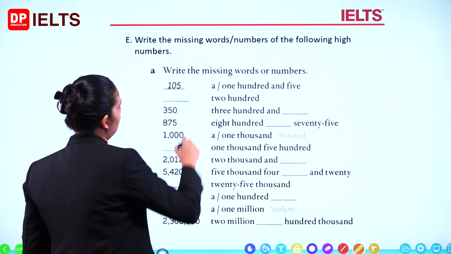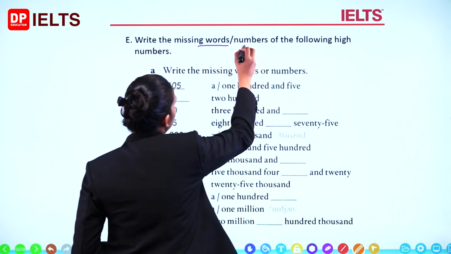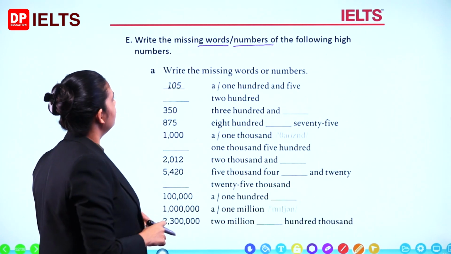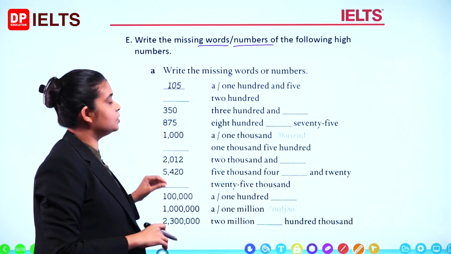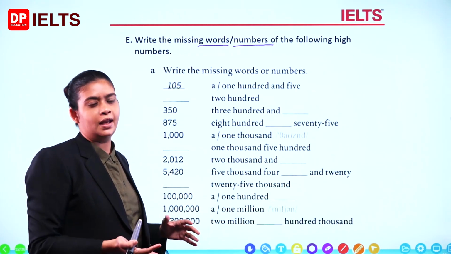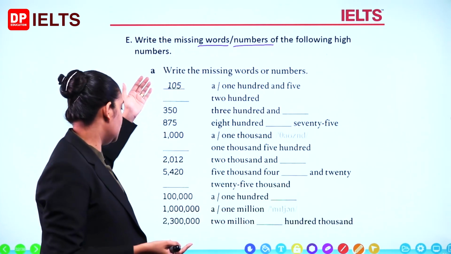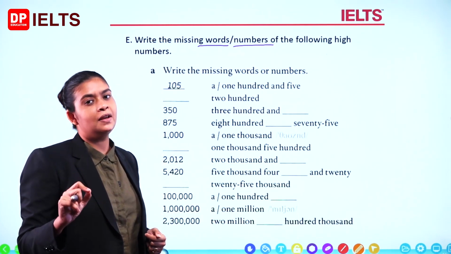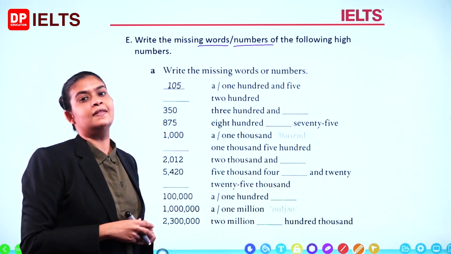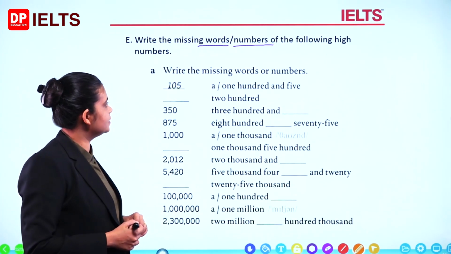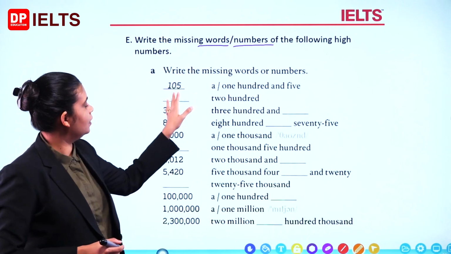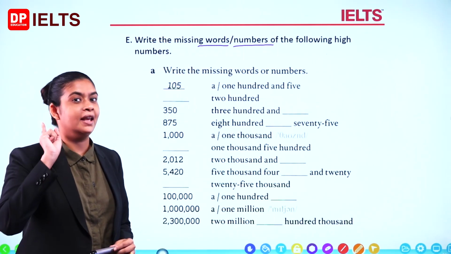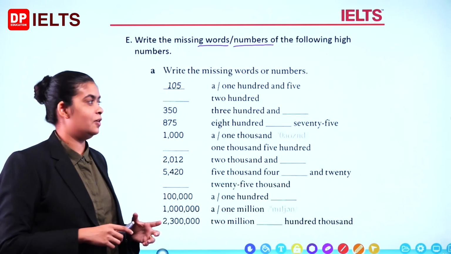Write the missing words, or you should write the missing numbers, right, of the following high numbers. High numbers means they are not just 1, 2, 3. They're more than that. Okay, we say big numbers. So can you write it on your own, please? After that, I will play the audio and then you can tick the answers. Alright, so make sure that you jot down either the number or the missing words. Remember, the audio will be played once only.